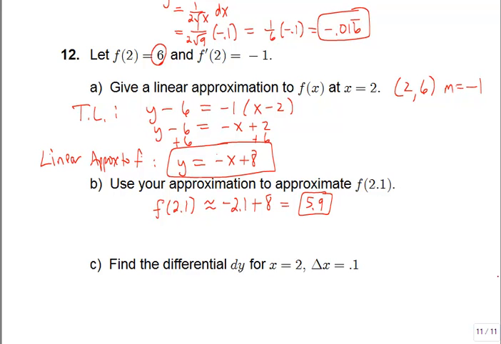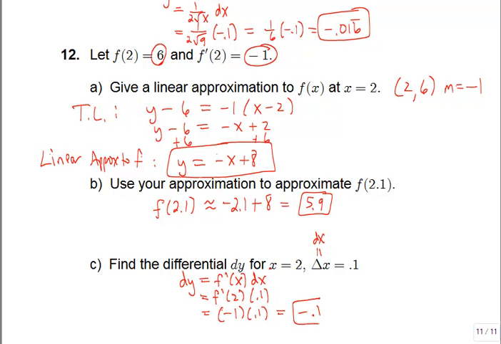Okay, and then finally here, the differential dy, there's that formula again. dy is f prime of x times dx. So the x that we want to use is 2, and our dx is the same as delta x, so that's this 0.1, since 2.1 was 0.1 away from 2. And what was f prime of 2? That was this -1. They told me that. That was a measured value. So -1 times 0.1 is just going to be -0.1. So there's our differential.